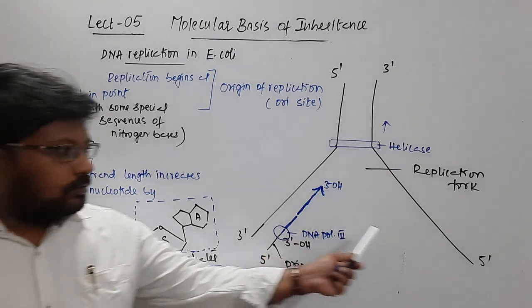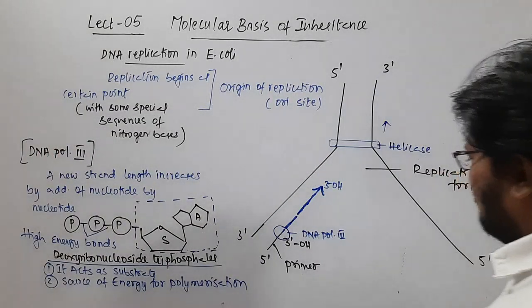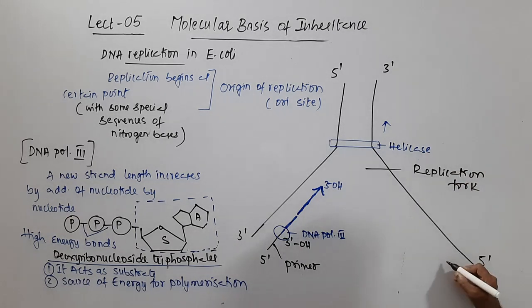Then coming to the opposite strand, say suppose I'm going to make a primer here, then this side I will have 3 dash, and this side it will be 5 dash. Say on this side this is the end. I cannot add the 3 dash OH, I mean the DNA polymerase 3 will not be able to add further because there is no strand here.